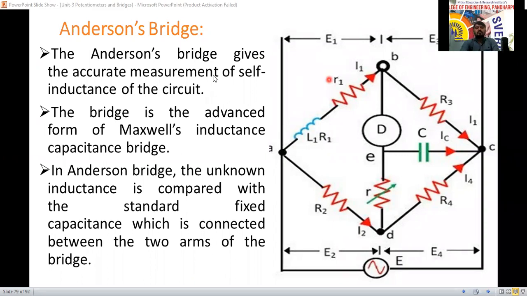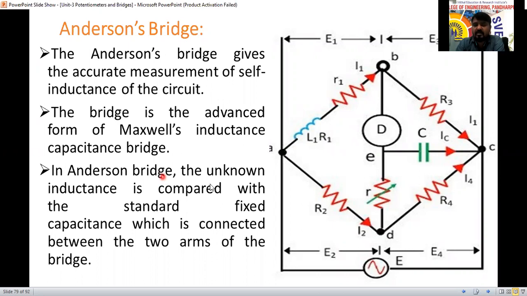The Anderson bridge gives an accurate measurement of the self-inductance of the circuit. Whatever value it gives, we compare with a standard fixed capacitance. This bridge is an advanced form of the Maxwell inductance capacitance bridge. Previously, in the Maxwell inductance capacitance bridge, C4 and R4 were both connected in parallel. Here also they are connected in parallel, but some more resistance has been added.